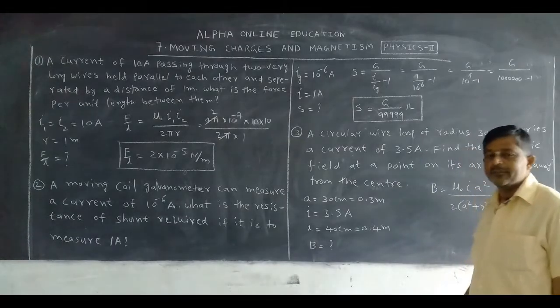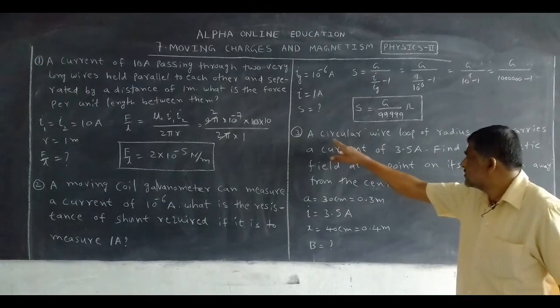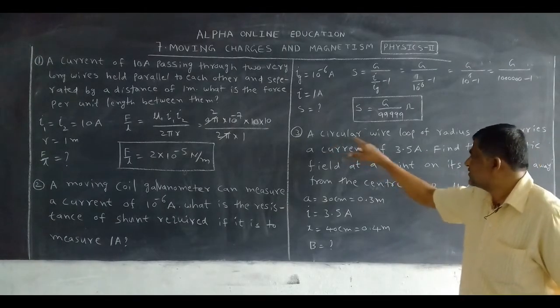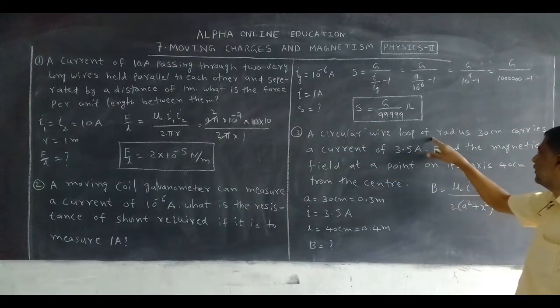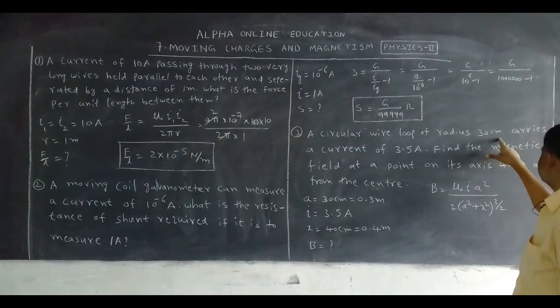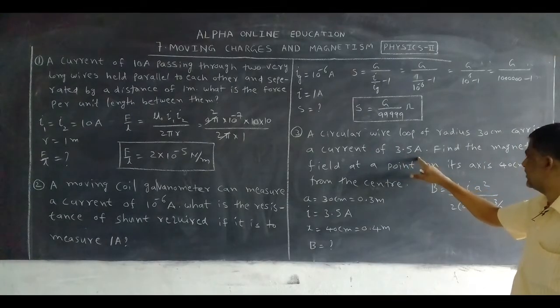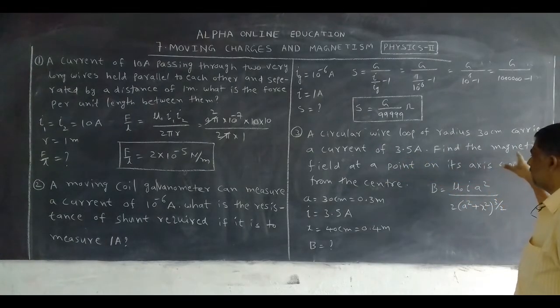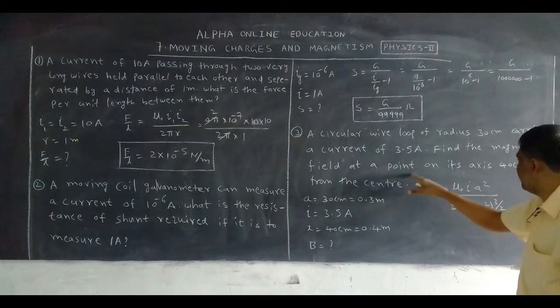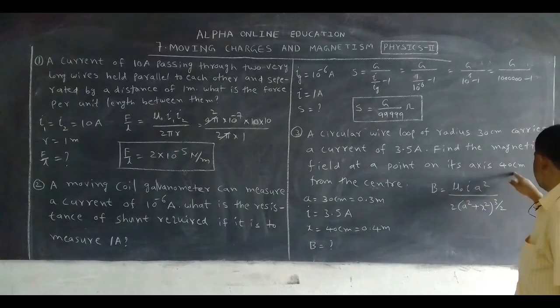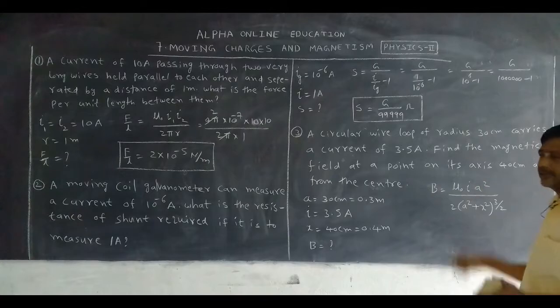Okay, now the third problem. Yes, this is the last problem. A circular wire loop of radius 30 centimeter carries a current of 3.5 amperes. Find the magnetic field at a point on its axis 40 centimeter away from the center.